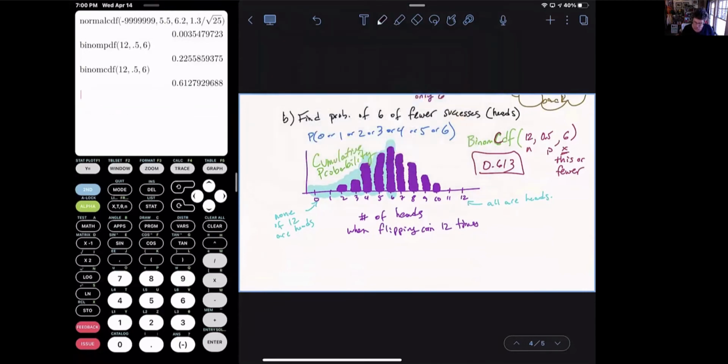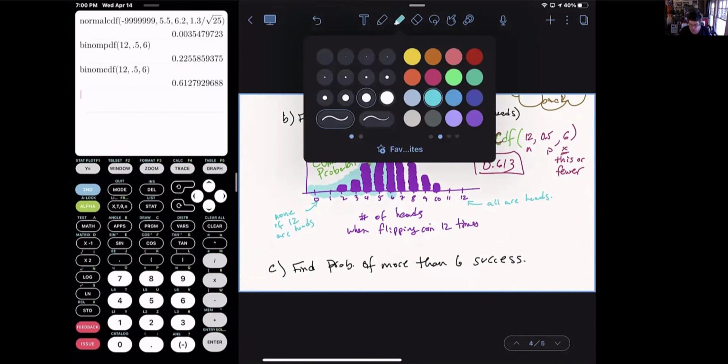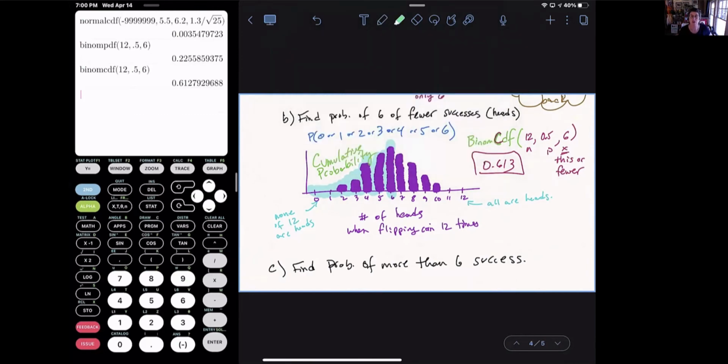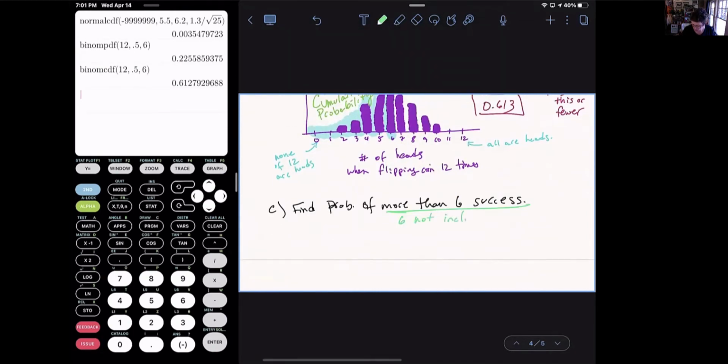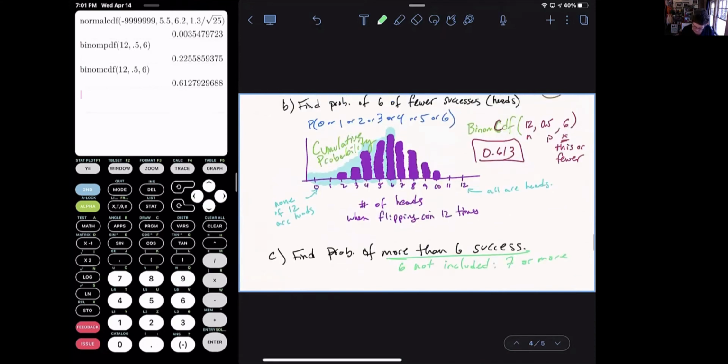We did exactly 6 successes, then we did 6 or fewer successes. What if we wanted to find the probability of more than 6 successes? Now in order to find the probability of more than 6 successes, we actually don't have a calculator option for this. For this one, more than 6, remember these are discrete variables, and we're counting numbers. So if we're doing more than 6, that means we're looking at 7 successes. This means 6 is not included, so it's 7 or more. So what we're looking at here is the probability of 7 or more.